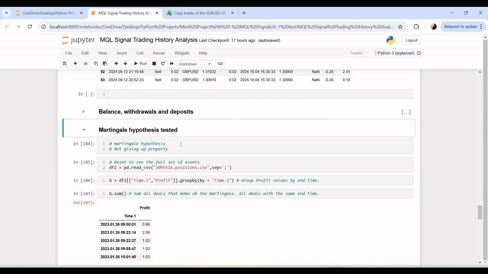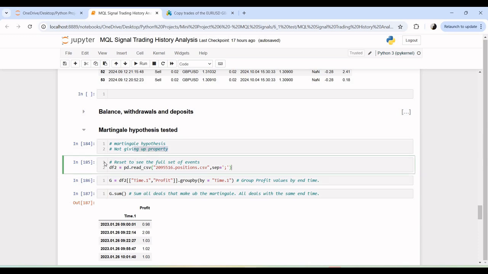The martingale strategy has the property of progressively adding to your position and not giving up on your position until your net total position makes a profit. And then at the end, you close everything at the same time for the same price. So this is what we're going to exploit to identify martingales out of individual trades.